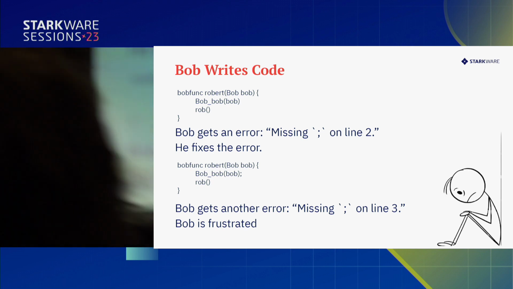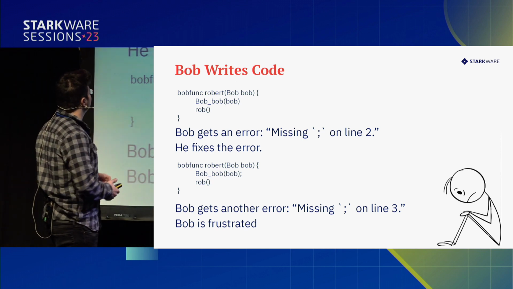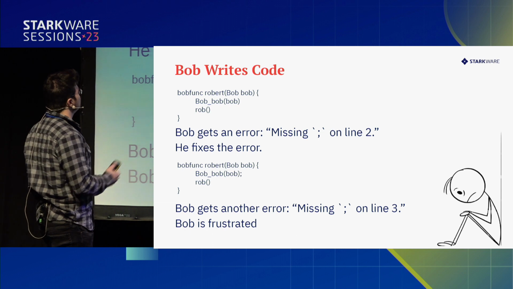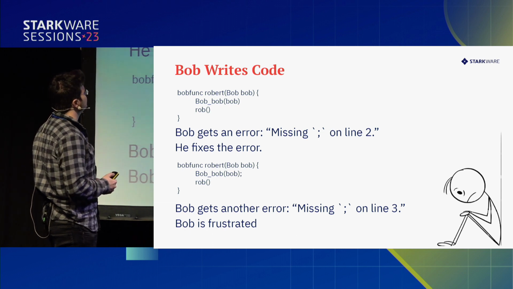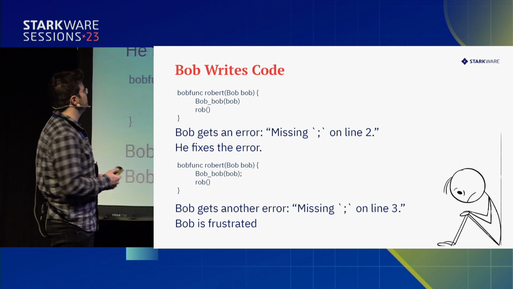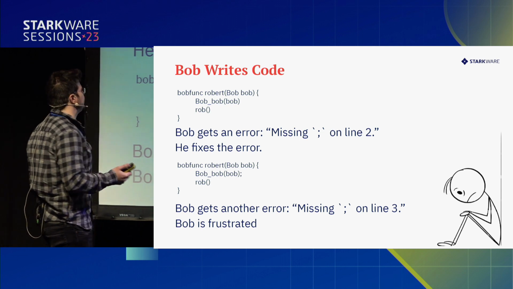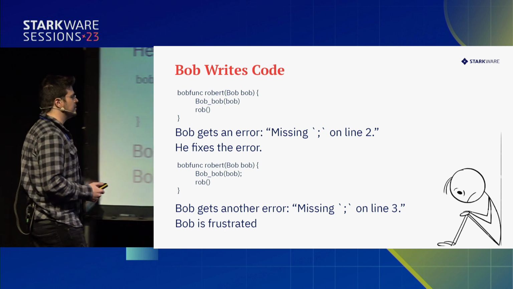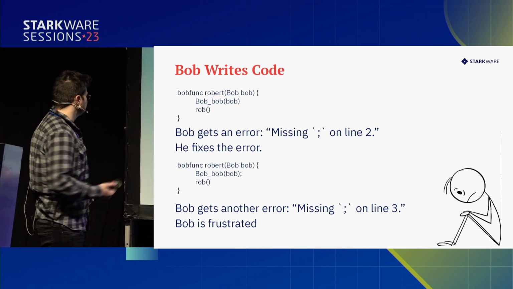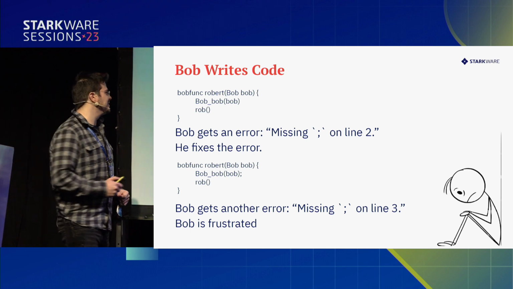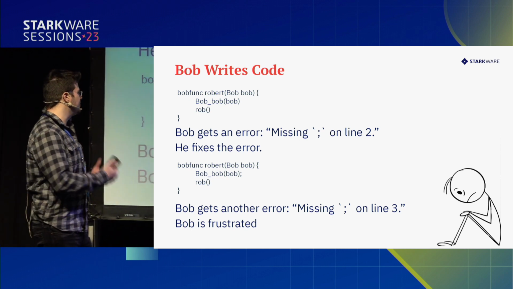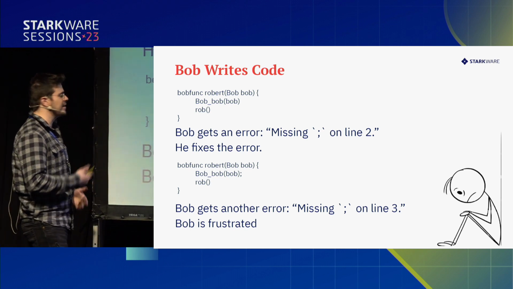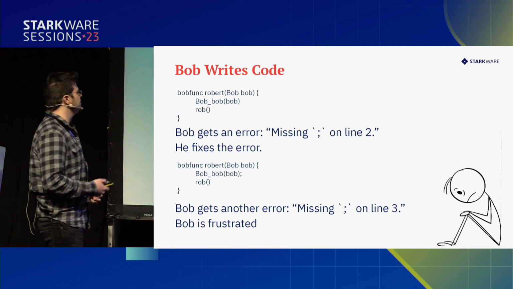Bob starts to write some code. Bob gets an error, missing a semicolon on line 2. He has semicolons in his language. All right, he fixes the error. He adds this semicolon. Then he gets another error, missing semicolon on line 3. Bob is a bit frustrated. I mean, he doesn't want to fix every error one at a time, then get the next one. He wants all of the errors at the same time.